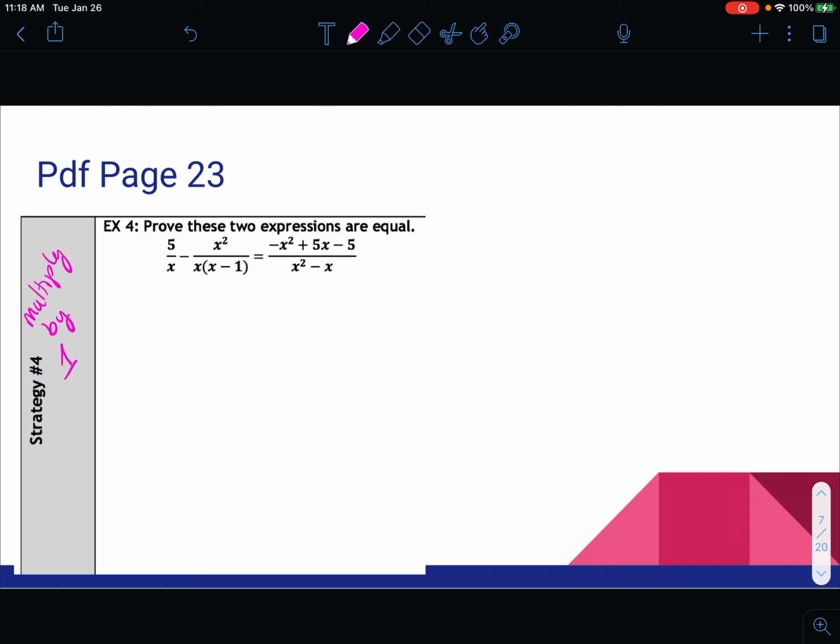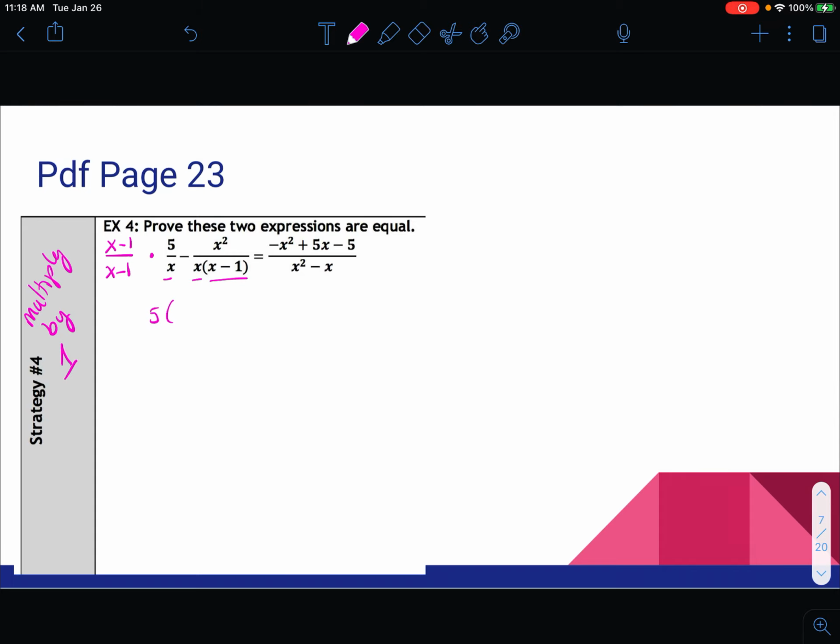I see two fractions on the left that are trying to be combined, but I know in order to combine, I need exactly the same values on the denominator. So we need equal denominators. Right now, this one has an x. This has an x times x minus 1. So what we can do here is we can multiply by a fancy number 1. x minus 1 over itself is just 1. In this way, we've not changed at all the value of that left side. We are going to change what it looks like.